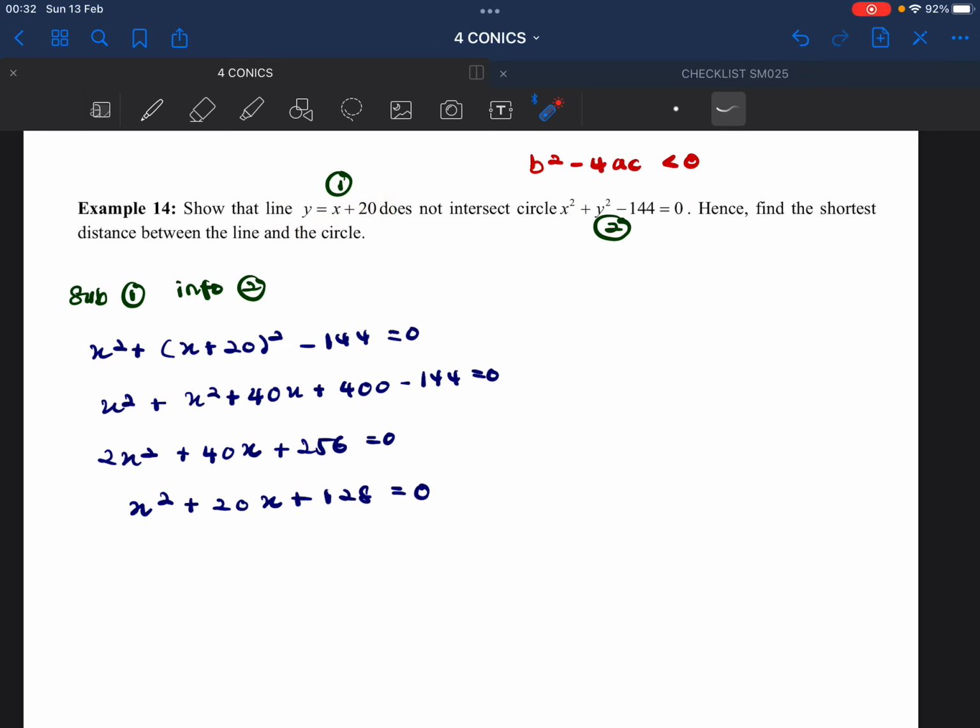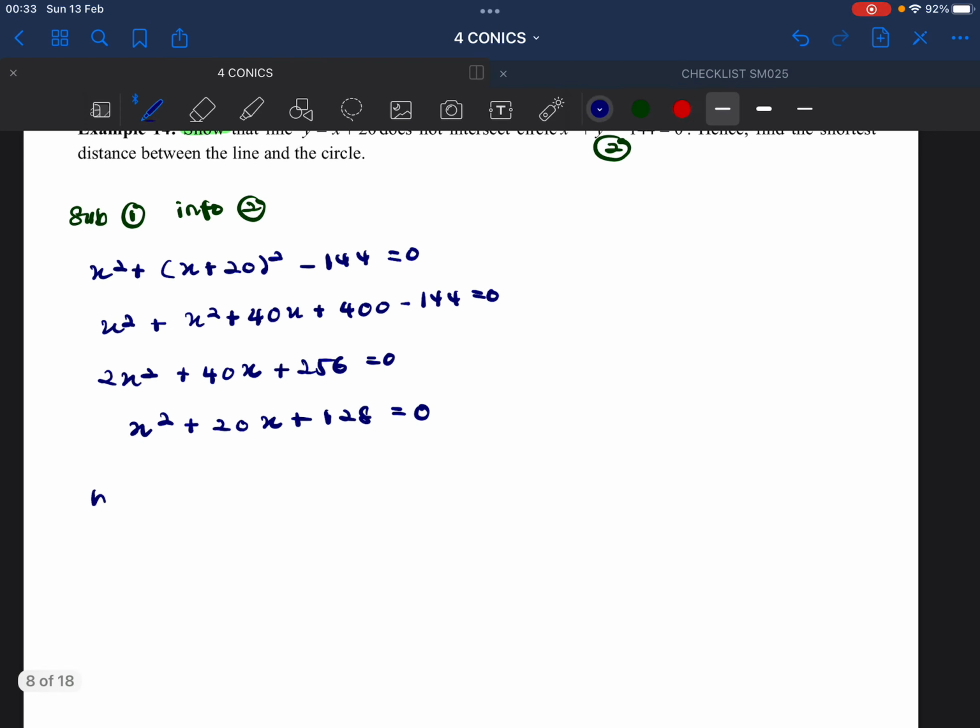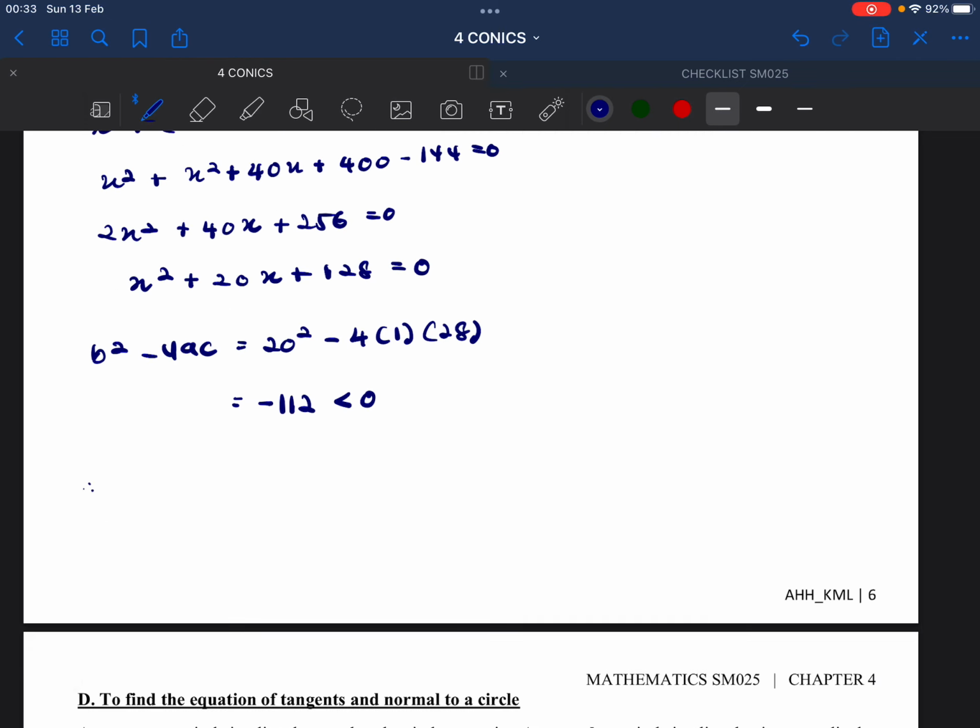So how are we going to show? Is basically use the b square minus 4ac method. Okay, so here we have b square minus 4ac. So our b here is 20 square minus 4. Our a here is 1. C here is 128. Okay, so here if you substitute this into your calculator, you'll get negative 112 less than 0. Okay, so since the question said show, you have to do your conclusion.